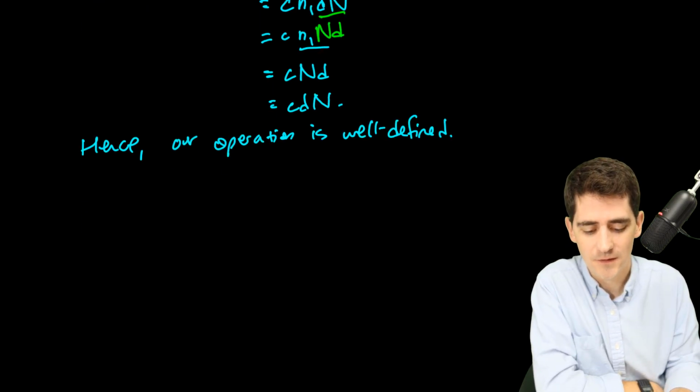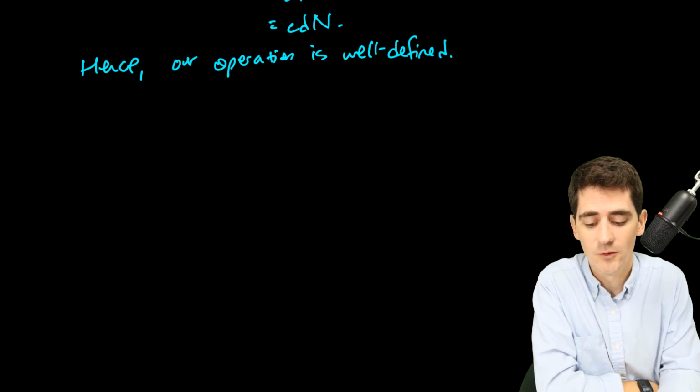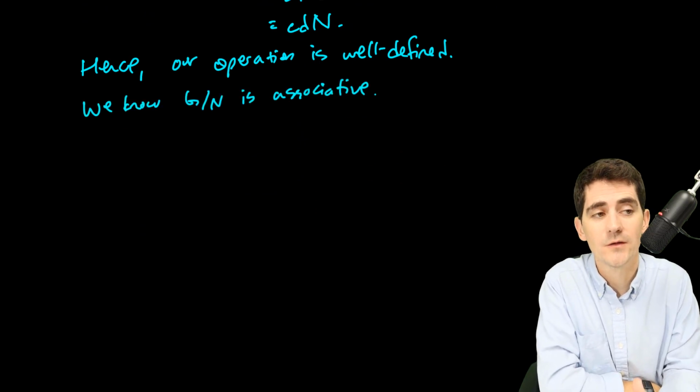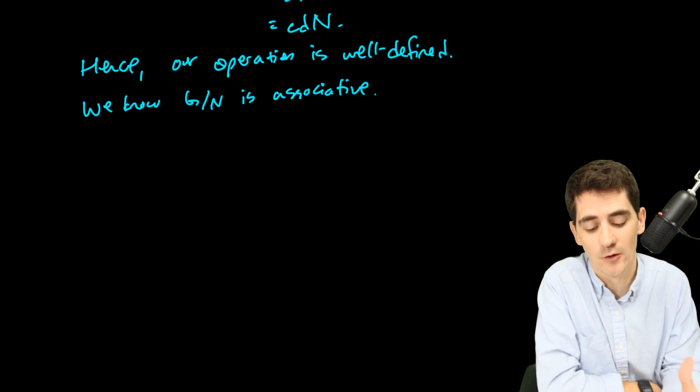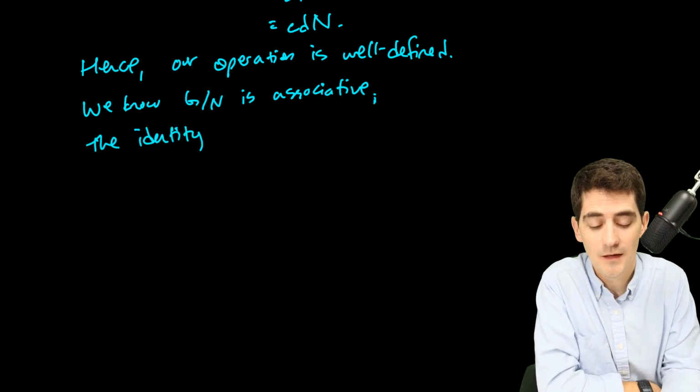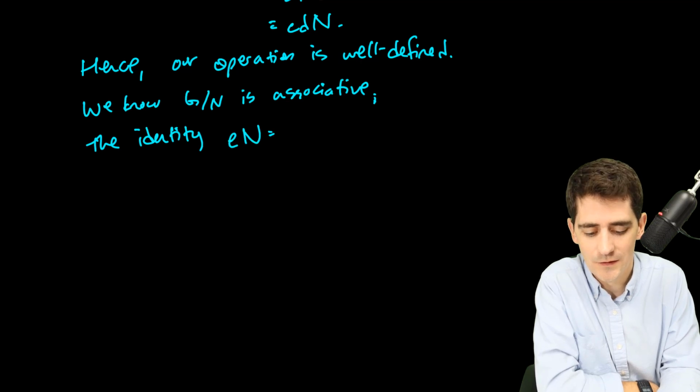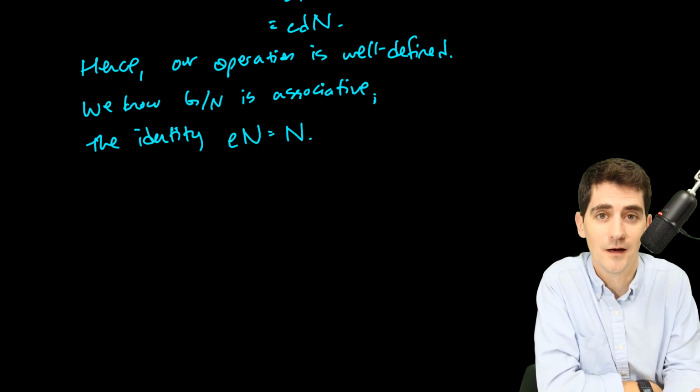All right, now the last few things we can go through pretty quickly. We know that this operation will be associative because we're just doing multiplication in our group. Our group is associative as well. The identity element is eN, which is just your subgroup.